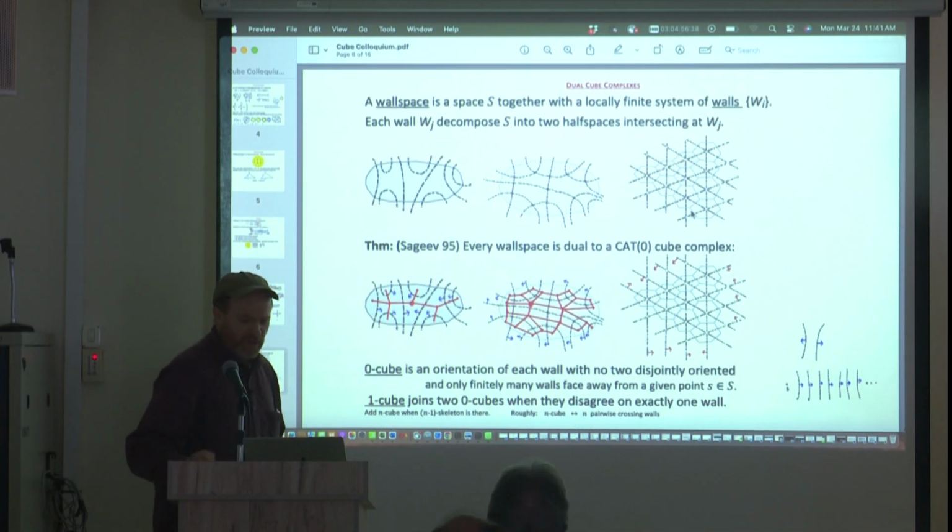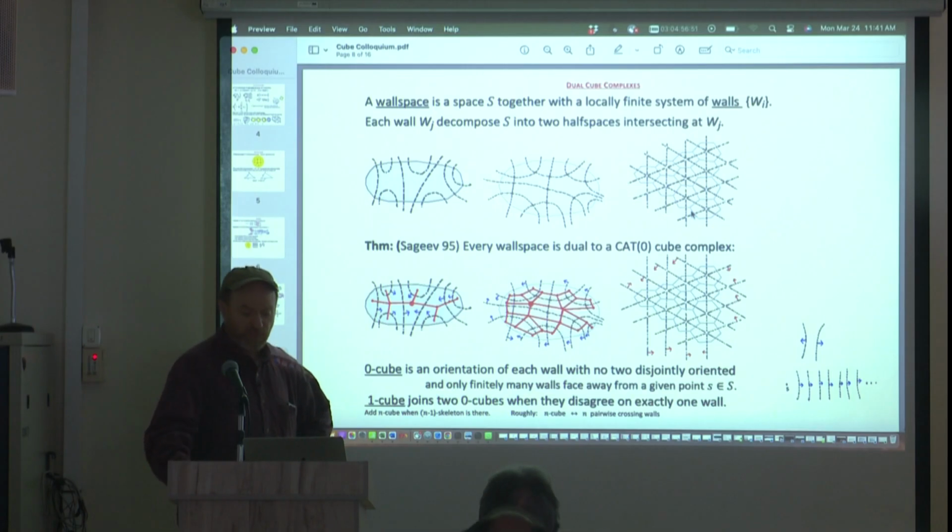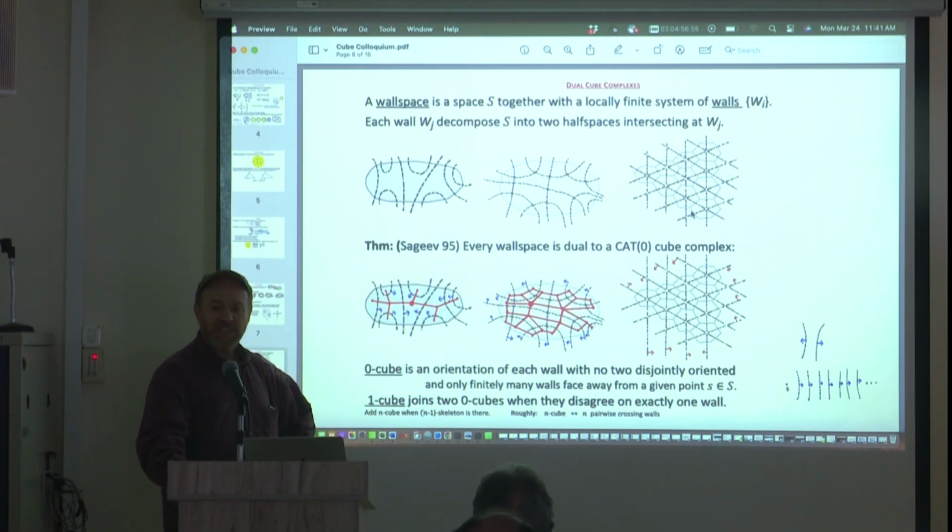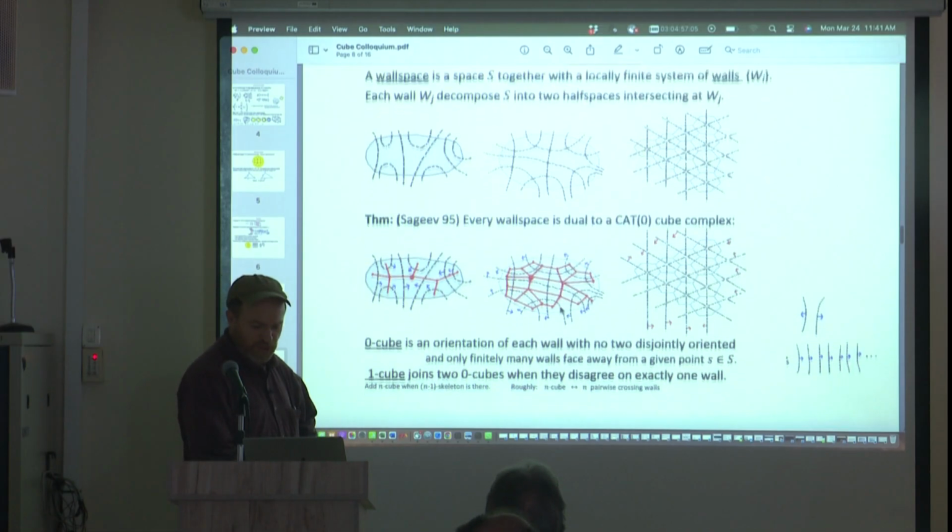And Sageev, who didn't have the word wall space because they were working separately, created a notion of a dual to a wall space, and he got a CAT(0) cube complex. And it's a dual which generalizes the dual that you know already. Okay, so let's start in this situation that you know.